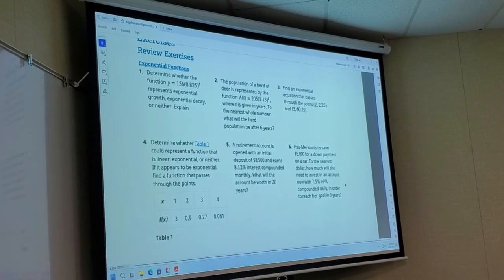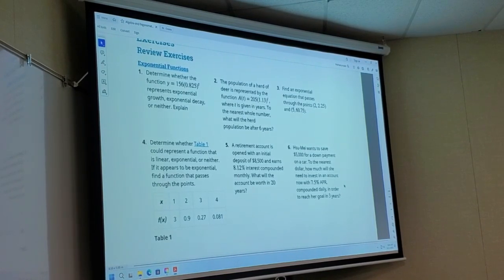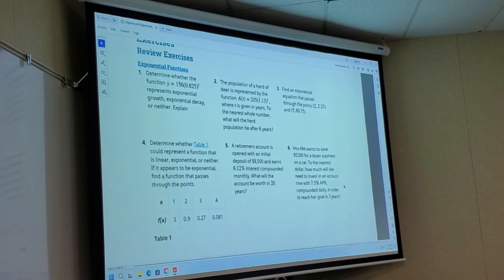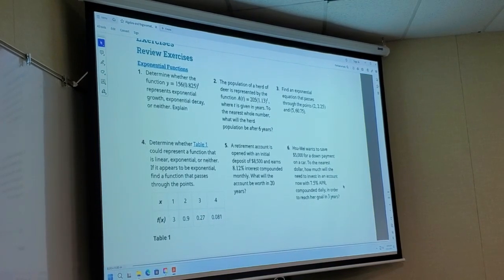So what if the base was fractional? It's gonna be decay, because now I'm cutting it in half every year. Isn't 1/2 0.5? Yes. So any base that is between 0 and 1 is decay.